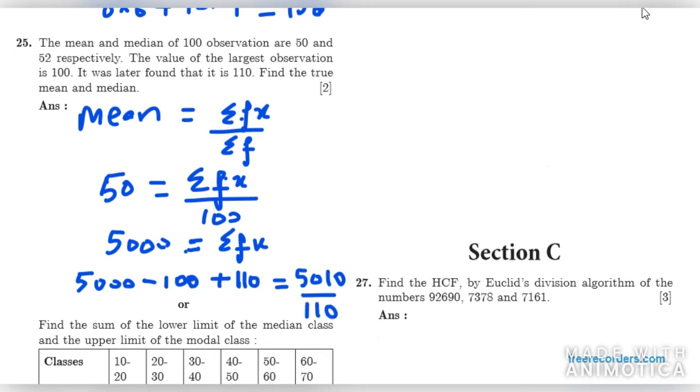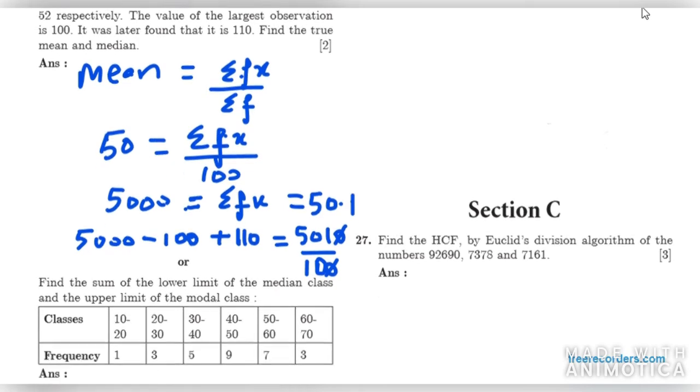So it will be 110. From 0 to 0 gets cancelled with 0. We get the value as 100 here. So it will be 50.1. The corrected mean is 50.1. Then we need to find the median. The median in this case will remain the same, that is 52, because it can't change the value of it.